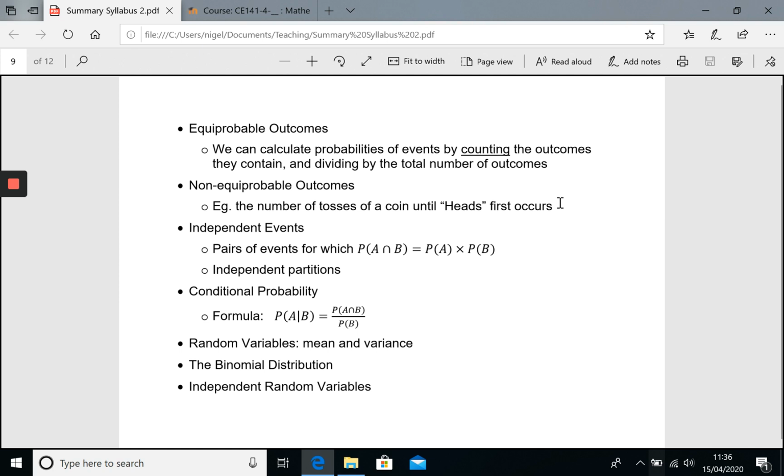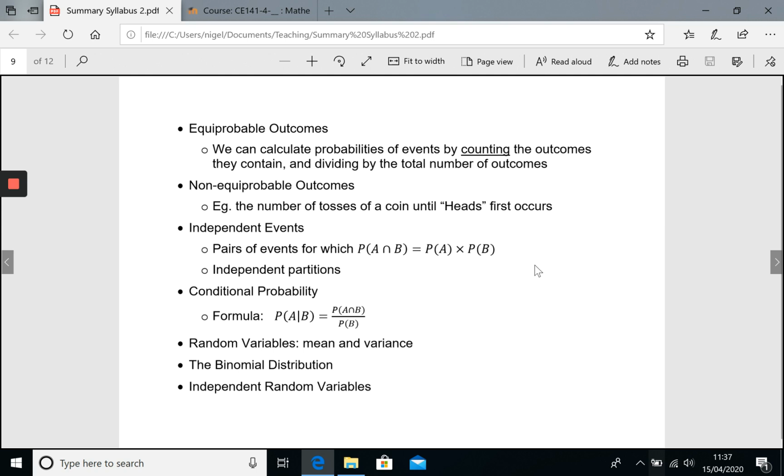So the number of tosses would be 1 if we flip the coin once and get heads first time, and that's got probability 1/2. For the number of tosses before we get heads to be 2, we have to have tails on the first flip, which is probability 1/2, and heads on the second flip, which is again probability 1/2. 1/2 by 1/2 is 1/4, and so on. So the probabilities of the individual outcomes go down as a half, a quarter, an eighth, a 16th, and so on. And if we want to calculate the probabilities of other events, we've just got to add up the probabilities of all the outcomes which are contained in that event.